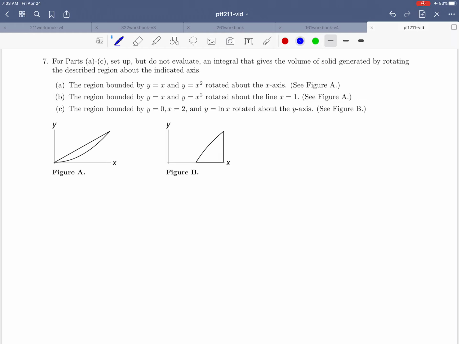Hi everybody, and welcome to part C of exercise 7. And this is our last portion of exercise 7, finding volumes of surfaces of revolution.